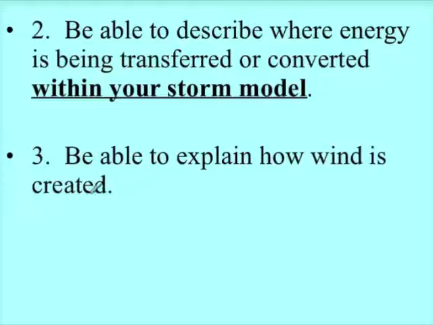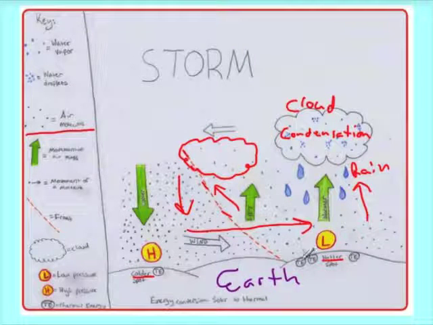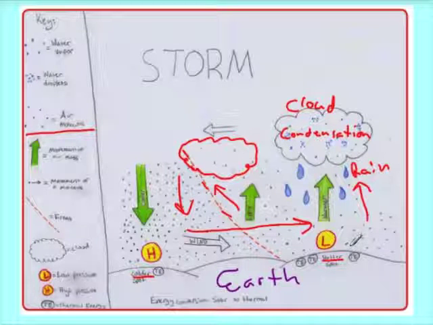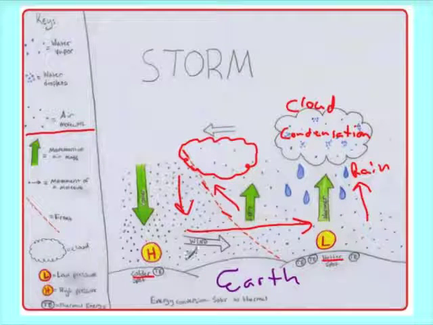Now, one of the next questions you have to be able to answer is to describe where energy is being transferred or converted within your model. And there's lots of spots where that could be happening. So if I go back here, you can see that heat is conducted from the ground to the atmosphere. You won't label that on your model, but you have to be able to describe where it's happening. Heat is convected within the atmosphere. So convection is happening once through conduction, you have the lower atmosphere heating up. Now the air is rising.